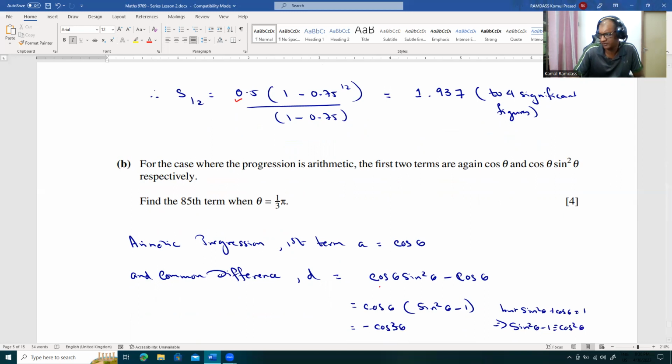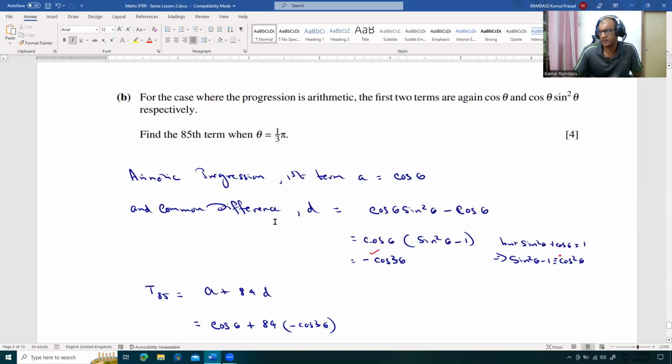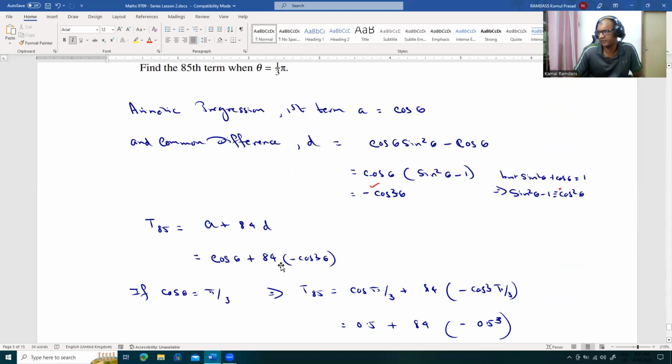Je prends cos theta as common, outside, je gagne sin square theta minus 1, et sin square theta minus 1, c'est minus cos square theta, et minus cos square theta times cos theta with minus cos cube theta. OK. Bien, arithmetic progression, first term cos theta, common difference minus cos cube theta, et T85, the 85th term, c'est A plus 84D. Et cos theta plus 84 multiplied by minus cos cube theta.